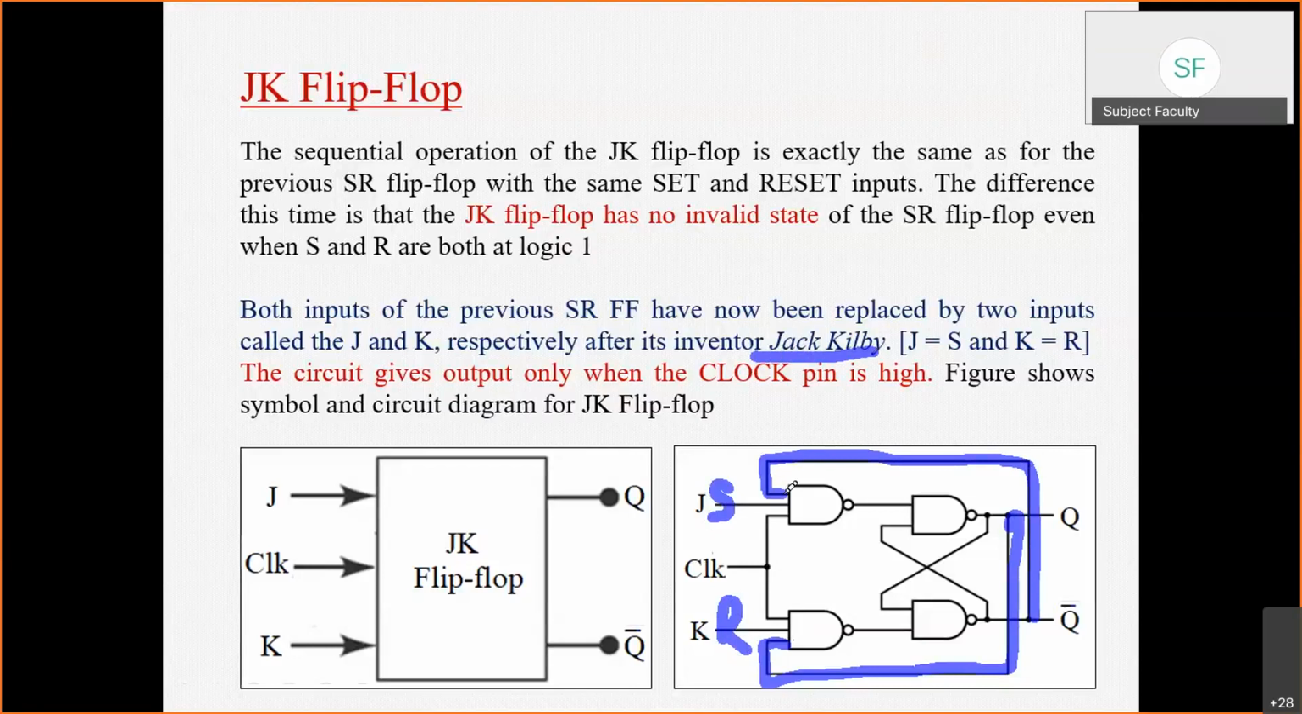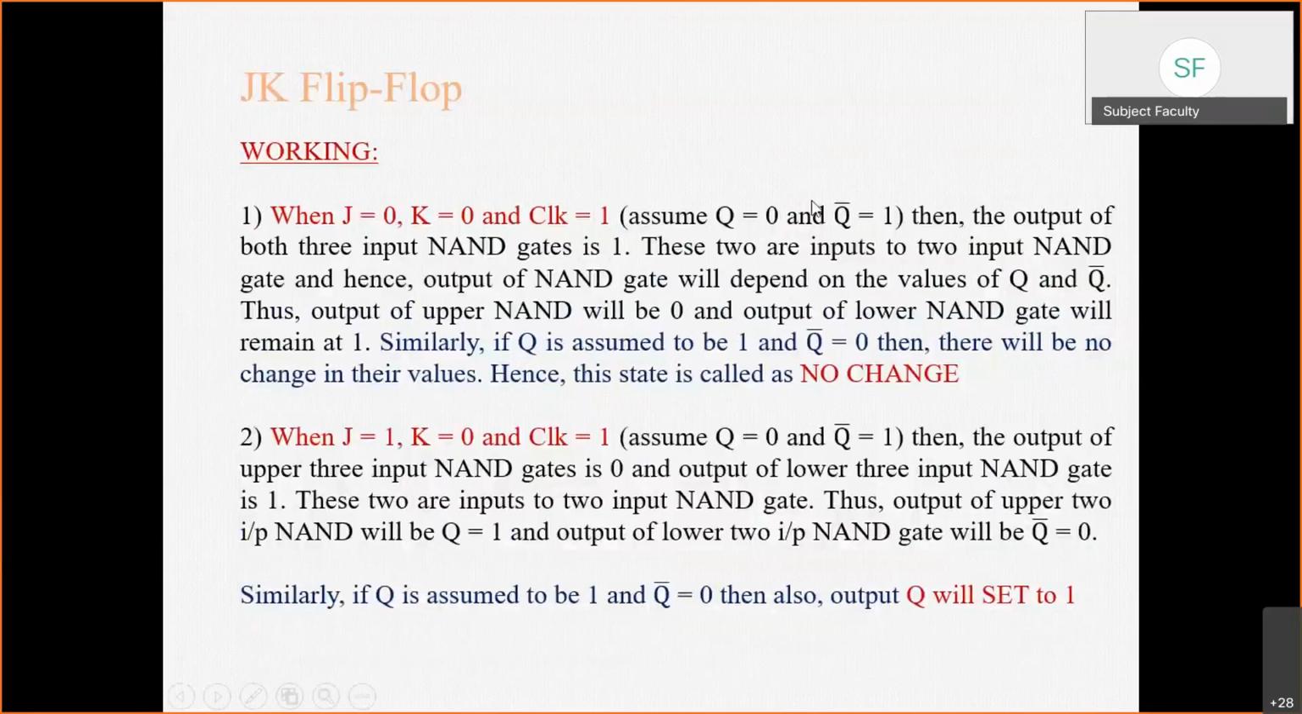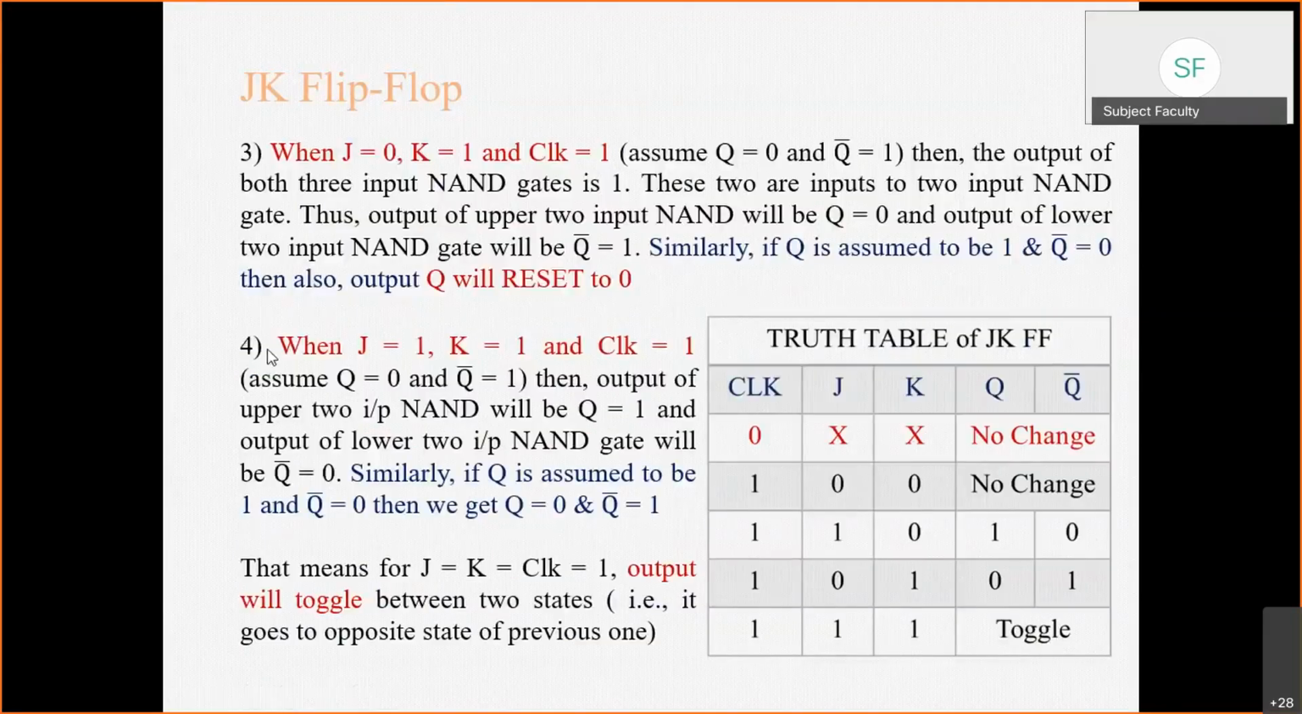These are the modifications. By doing these modifications, we have actually removed the invalid condition by the toggle condition. Now, what do you mean by toggle condition? Just go through this particular working. It is quite simple. The fourth case is very important.